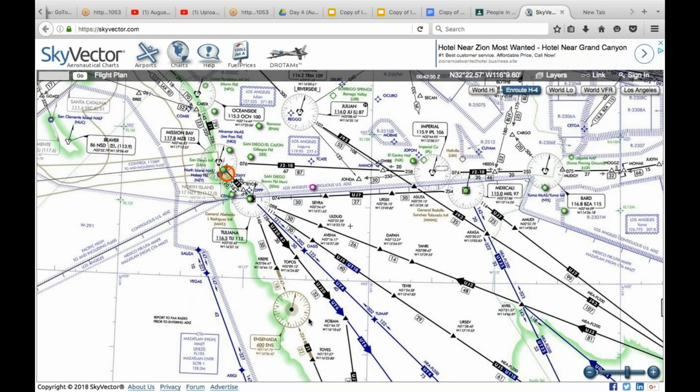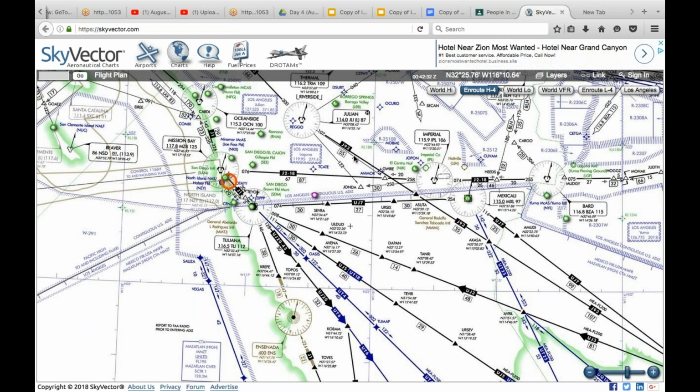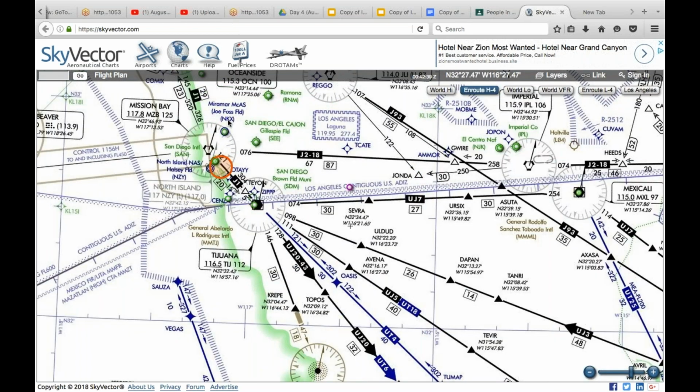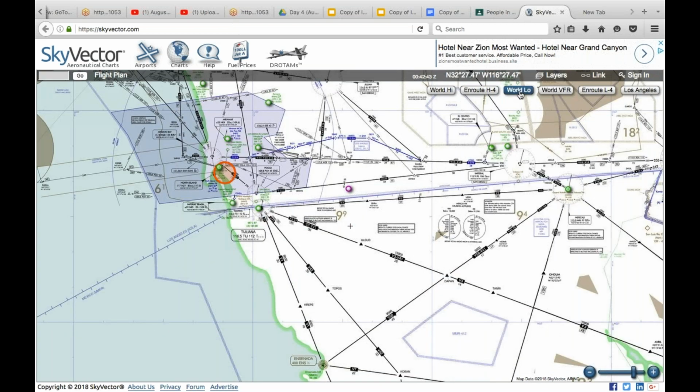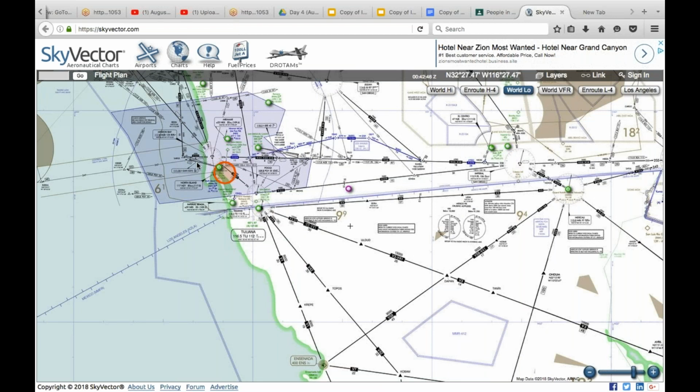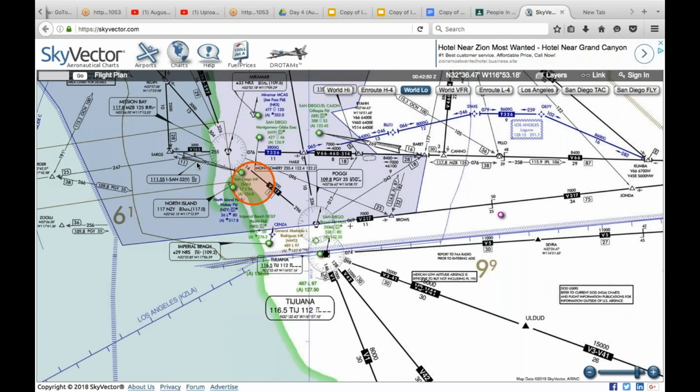Do you know what it is? You might have to switch to the low chart. I don't think you can get it on the high chart. So yeah, switch to the world low. Here it is. So, yeah, that's San Diego. And then they've got an ILS off of 9.